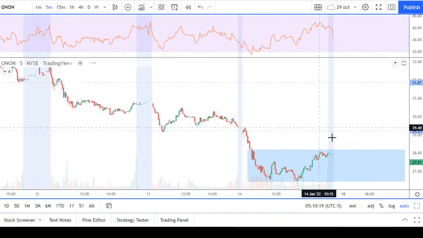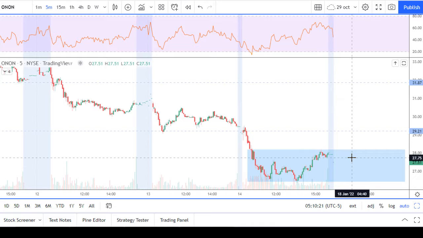Stop loss, in any case, 30 cents. Take profit number one, $1, and $1.50.